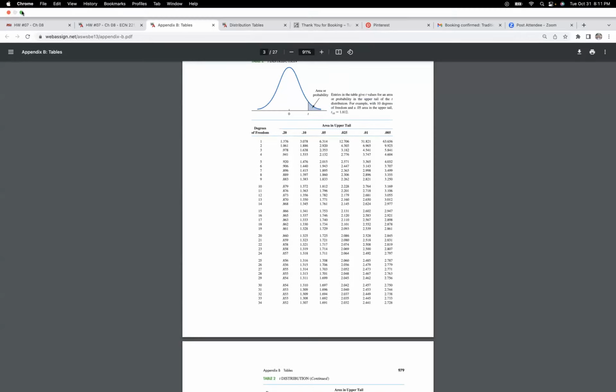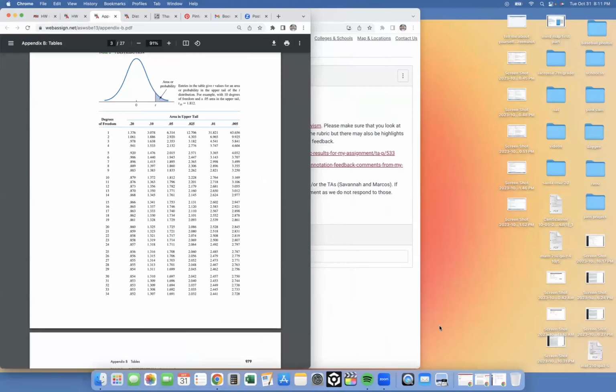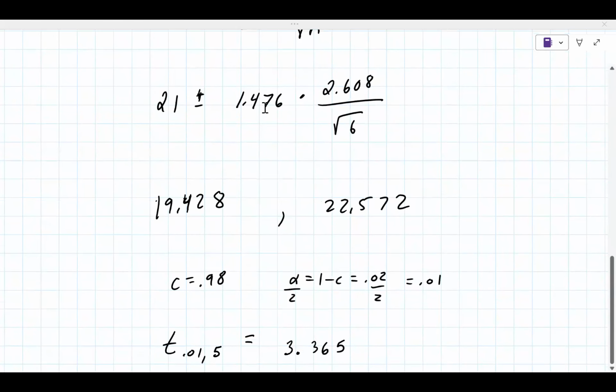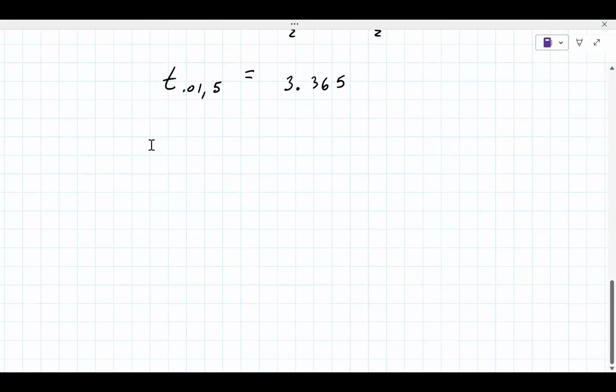All right. So then the actual calculation, let me go ahead and share my screen here, is the same as the other. The only thing you're changing is this critical value right here, which is 3.365.